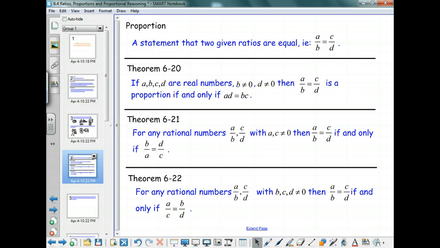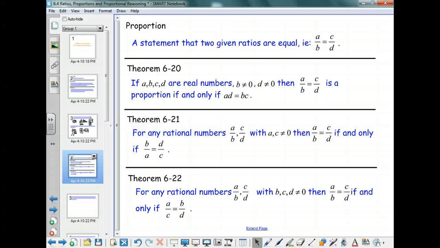All right, so a few things about proportions. Proportions are actually a statement that 2 ratios are equal. That's what a proportion is. So we have A over B, we have C over D, 2 different fractions, 2 different ratios, we have an equal sign between them, and that is a proportion.